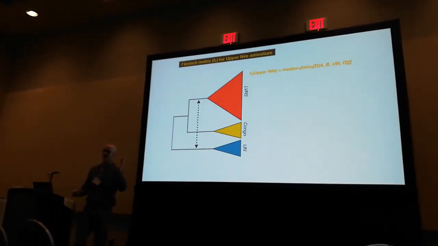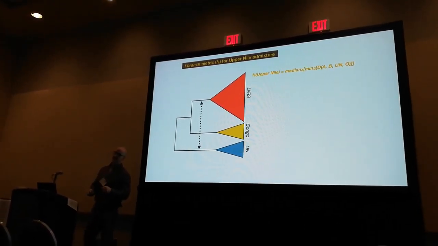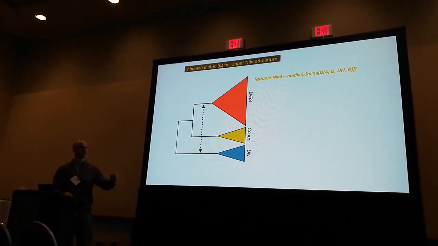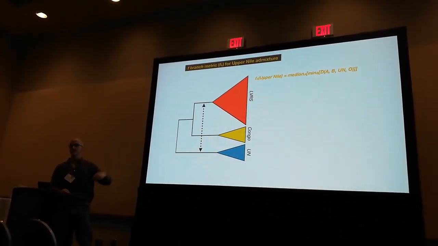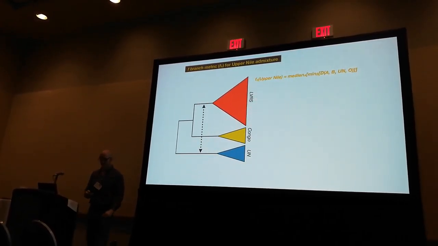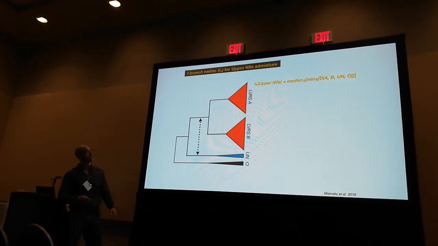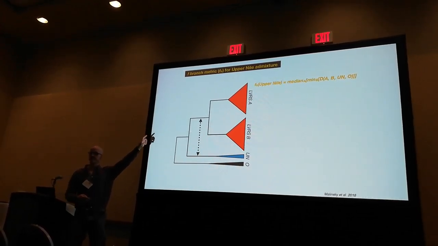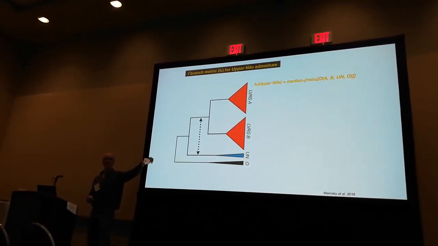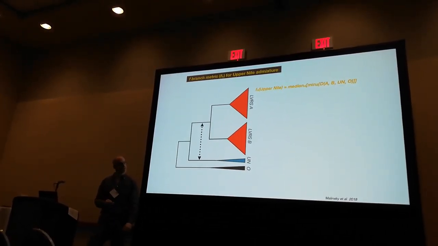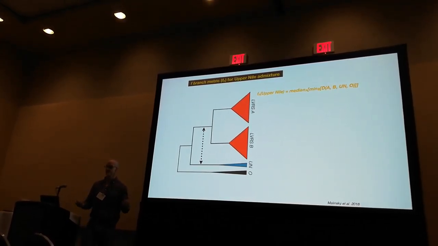So this is all good and fine, but it's not really a direct test of whether there's differential allele sharing within the LVRS, maybe suggestive of multiple admixture events. So in order to do that, we actually want to compare these lineages within the LVRS directly with respect to the Upper Nile. And so that leads to a bunch of comparisons.